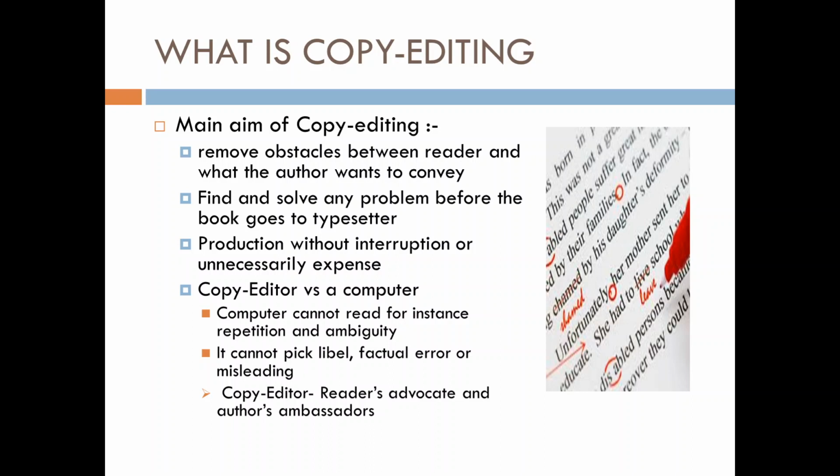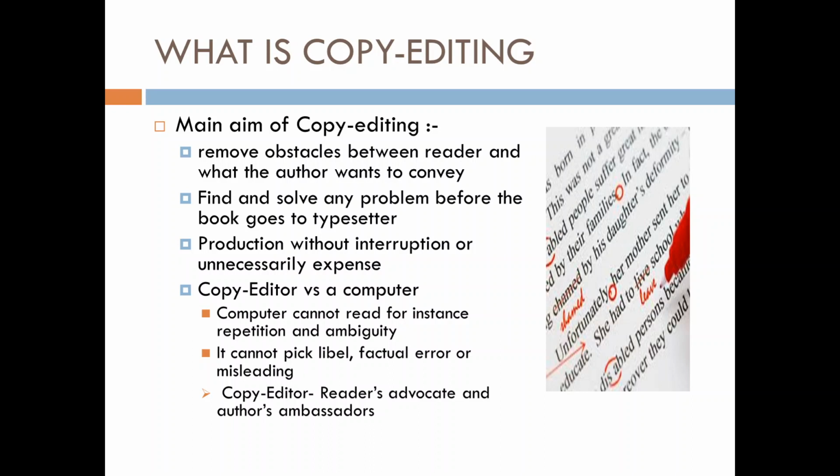Libel is actually all those false statements which damage a person's reputation. So computer will not be able to understand double meanings in the text, or it will not be able to pick up all those factual errors or misleading or potentially dangerous information. Computer will not be able to identify all these things. So we should say that copy editor is actually the reader's advocate and the author's ambassador. So this is very important. Copy editor is called reader's advocate and author's ambassador.